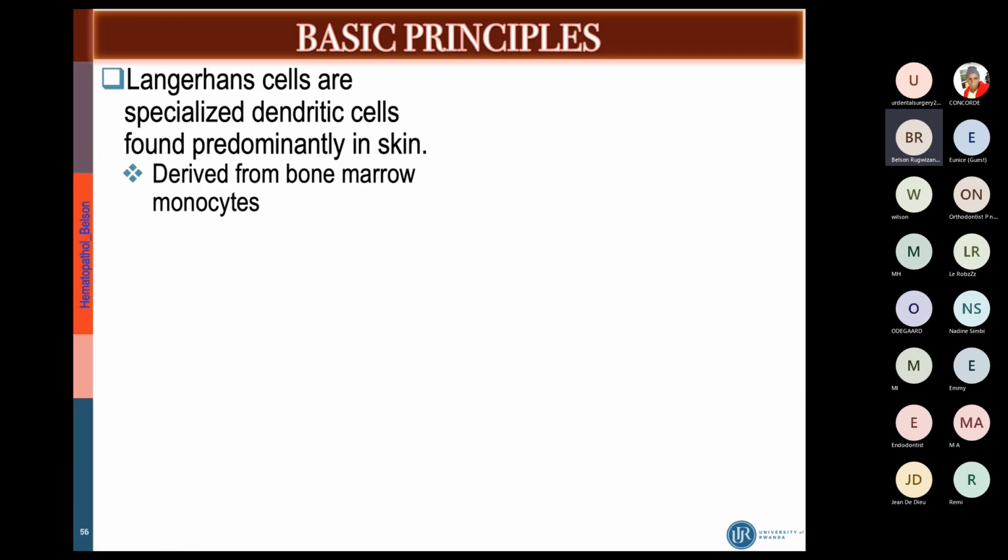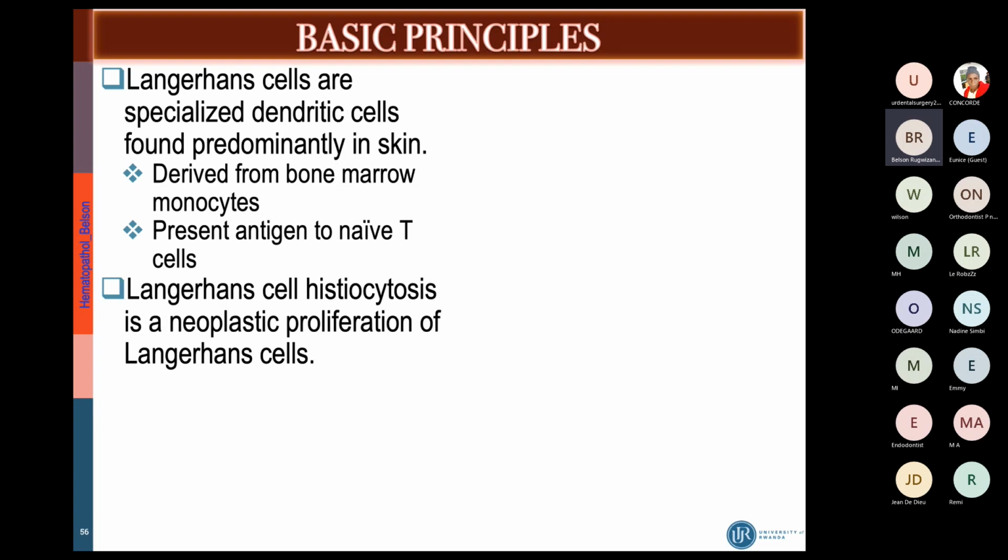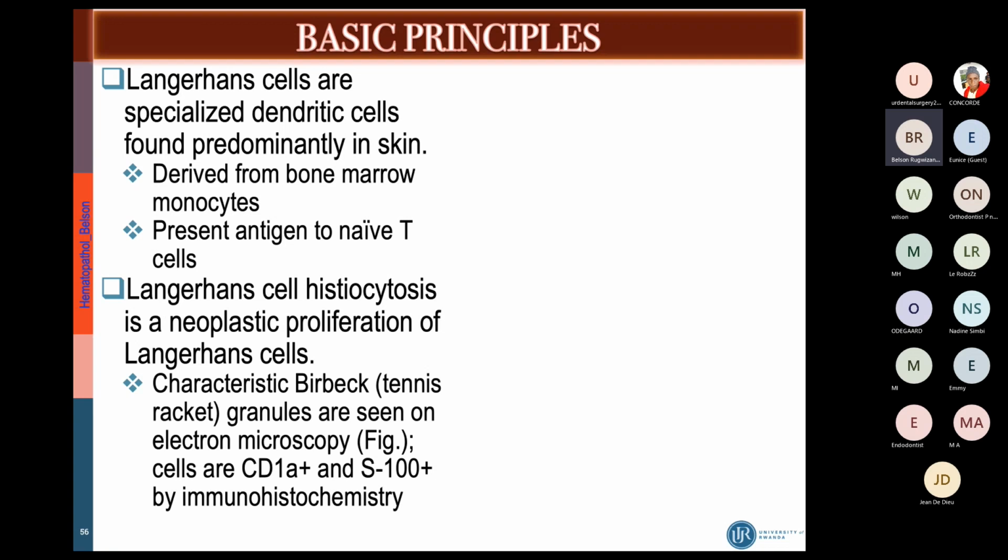So these are dendritic cells derived from bone marrow monocytes, but of course they all come from the same origin. Monocytes, Langerhans cells, and histiocytes all come from monocytes. They present antigen to naive T cells, as when we discussed allergy on the skin, where they take up antigens from the skin and show them to T cells, then the T cells activate many things. So Langerhans cell histiocytosis is a neoplastic proliferation of Langerhans cells.